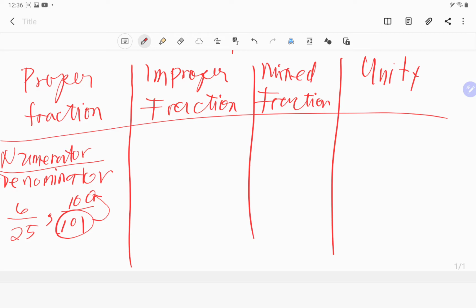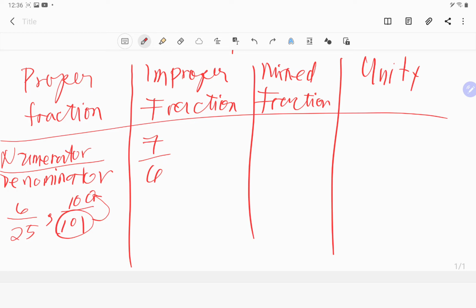Pag sinabi nating improper fraction, yung kabaliktaran ng proper fraction, mas mataas yung numerator kaysa sa denominator. Example, we have 7/6. This is what you call an improper fraction. Kasi mas mataas yung numerator kaysa sa denominator natin. Diba? Okay, another definition of an improper fraction is, it is a fraction where the value is greater than 1. A fraction that is greater than 1.